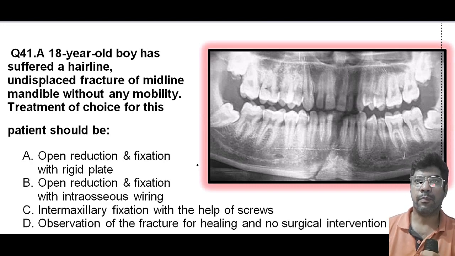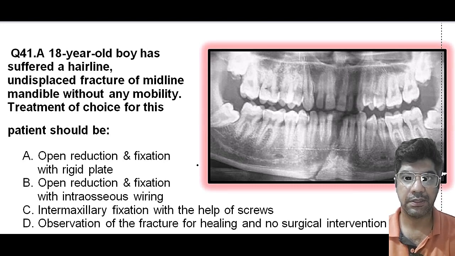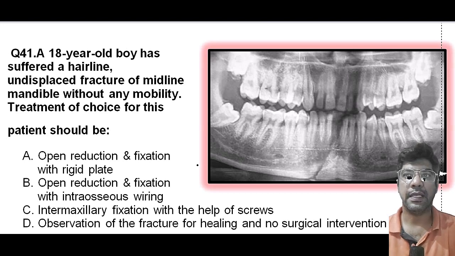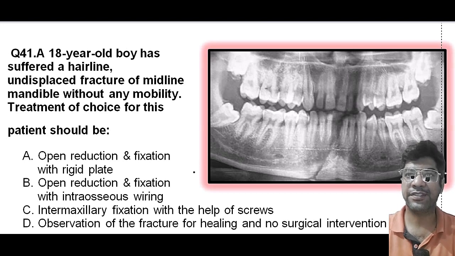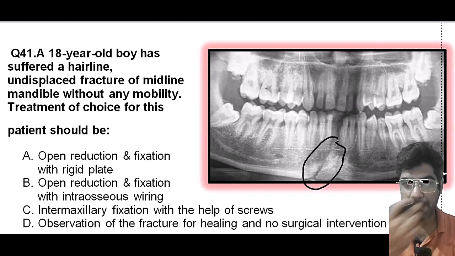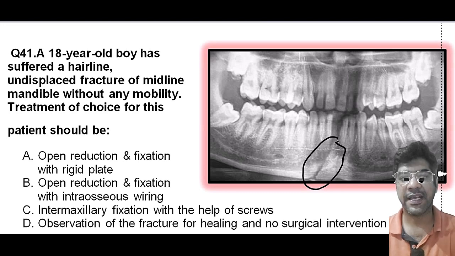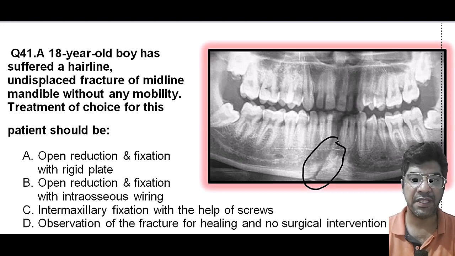An 18-year-old boy has suffered a hairline undisplaced fracture without any mobility. So what is the treatment of choice? Here is the fracture. In case of an undisplaced mandibular fracture, when there is no mobility, the fracture is stable. Conservative management with close observation for natural healing is the common approach.